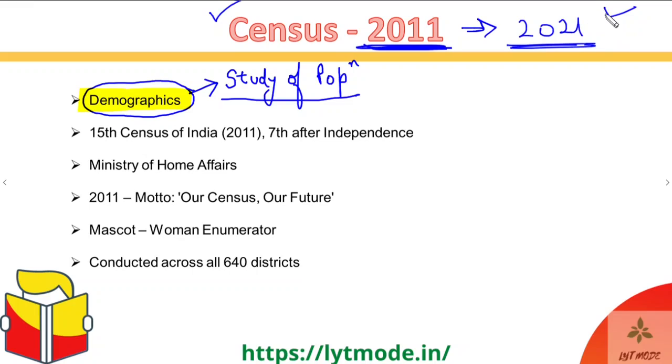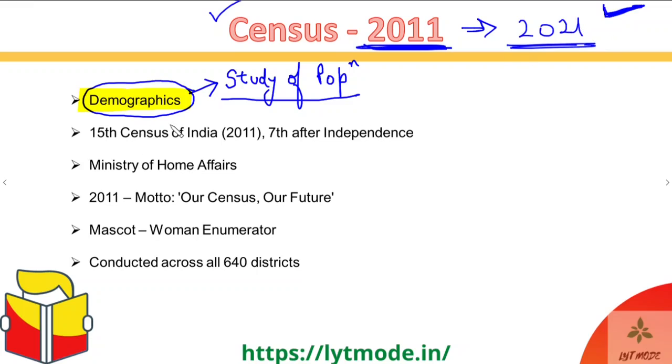But interestingly, once it comes out and you remember that data, it stays the same for the next 10 years. So once you're prepared with the census 2021, you can keep giving exams till 2030, and in every exam it will be the same data. Okay, so that's an interesting thing about it.